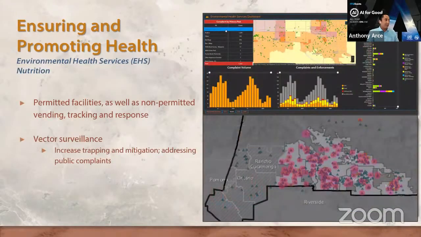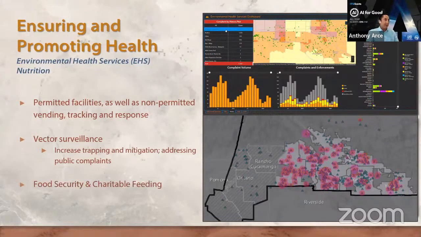And as well as that is also vector surveillance, mitigating vector-borne diseases, notably mosquito control and West Nile and other arbovirus mitigation, and then pairing that with public complaints and being able to see where there are huge clusters of instances, or being able to reallocate resources or just place more traps so that we can effectively respond to the needs of the community.